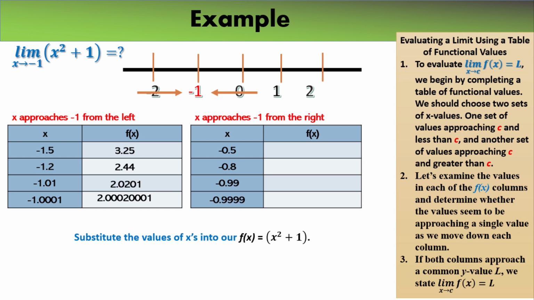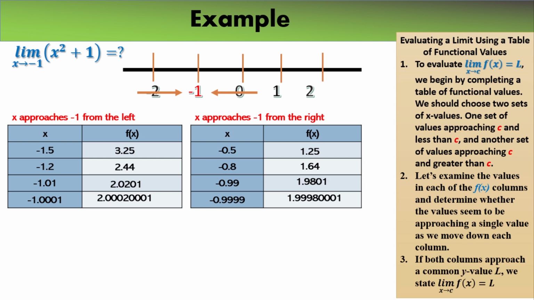Sa right side table naman tayo, kumpletuhin natin to. So, at x equals negative 0.5, our f of x is 1.25. For negative 0.8, f of x is 1.64. For negative 0.99, ang f of x natin ay 1.9801. For x equals negative 0.9999, our f of x is 1.99980001. So, complete na ang ating table.